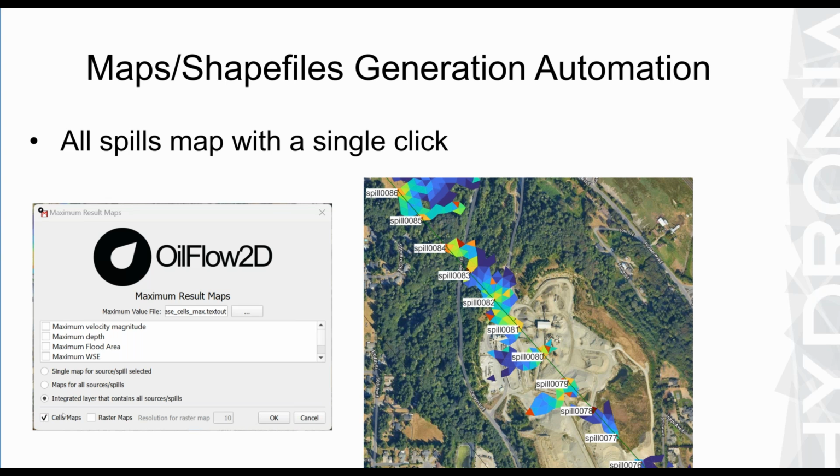Or, and this is very useful, you have the integrated layer that contains all of the spills. So in a single layer, you have all of the spills, and then you can turn on and off each one of them if you want, or you can export them because they are identified. So you have the information about all of the spills in the same layer.